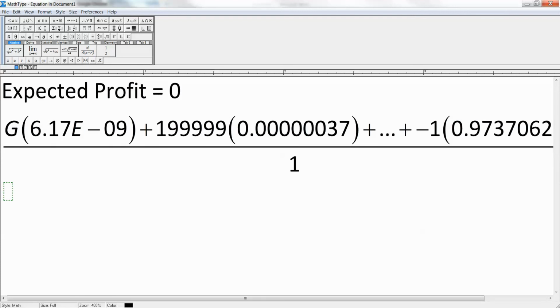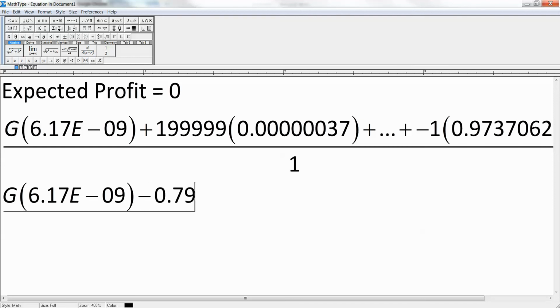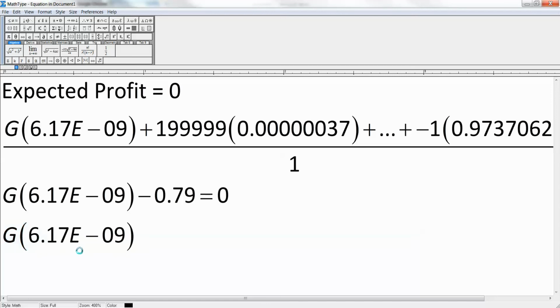So you say, okay, G being the grand prize amount, times 6.17 E negative 09, plus negative 0.79. So really it's minus 0.79. Has to be equal to 0. I got rid of the division by 1 because anything divided by 1 is itself. So then G times this value has got to be equal to 0.79, because you add 0.79 to both sides, to get this negative 0.79 out of there, you add it to the left, and then you add it to the right to keep it balanced.